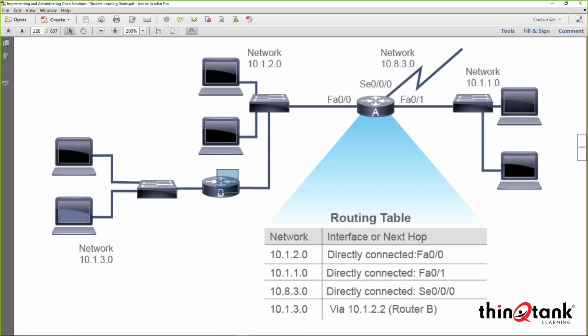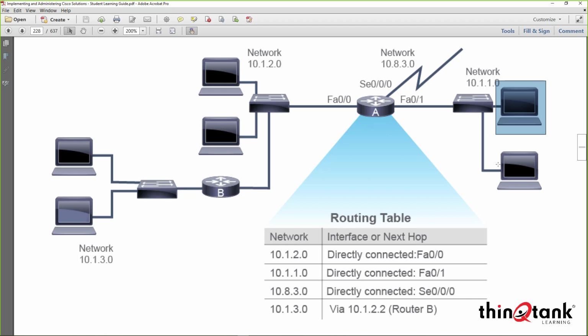Let me talk to you guys real quickly about this idea of route recursion. Let's say that this PC right here wants to route to this PC over here. So 10.1.1.5 wants to route to 10.1.3.5. Okay? What does this computer have configured on it that allows it to even attempt to send a packet to 10.1.3.5?